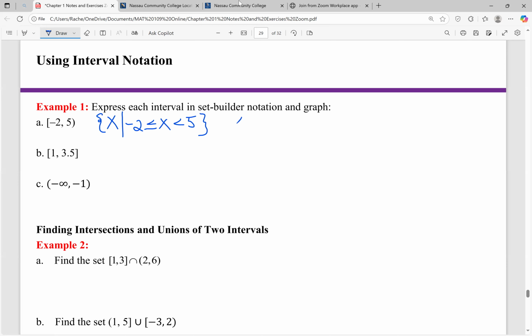And if we were to graph on a number line, if this is 0, let's say here's 5, and then here's -2, we would have a closed circle on -2, because remember, the closed circle includes the endpoint, and then we would have an open circle on 5, and then we would shade every value in between. So this is what the solution set would look like on a number line. We would shade in between.